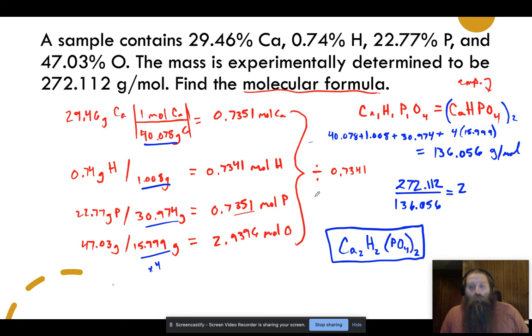So this last problem combined what we did in the past video on finding empirical formulas with what we did in this video for finding molecular formulas. Don't be surprised when you see those things stuck together, all right? That's not an uncommon problem set.